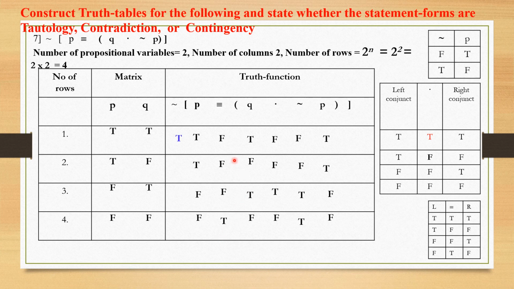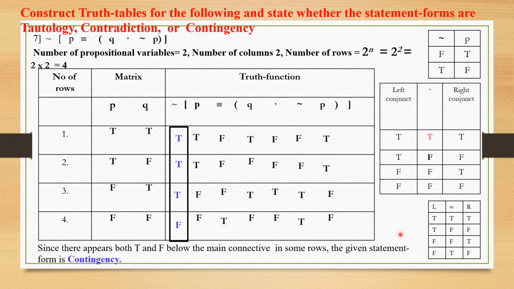Now the main connective is not the equivalence, because there is a box bracket and outside the box bracket there is a negation. So what is main in the box bracket? Equivalence. We have to negate the values of the equivalence. Equivalence is false, then its negation is true. Equivalence is true, then its negation is false. Now you highlight the curl, which is the main connective. Now you have both T and F below the main connective in some rows. Therefore, the given statement form is a contingency.